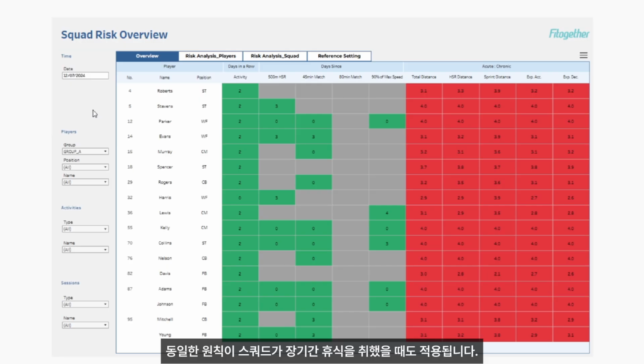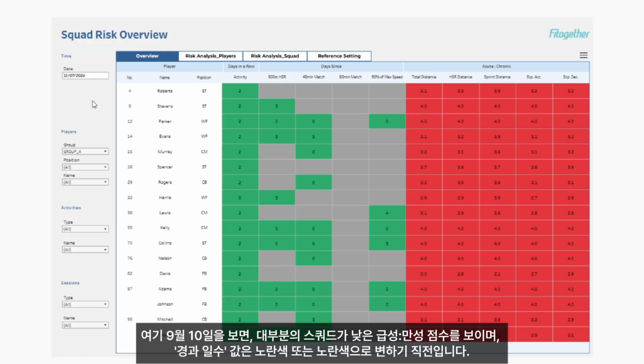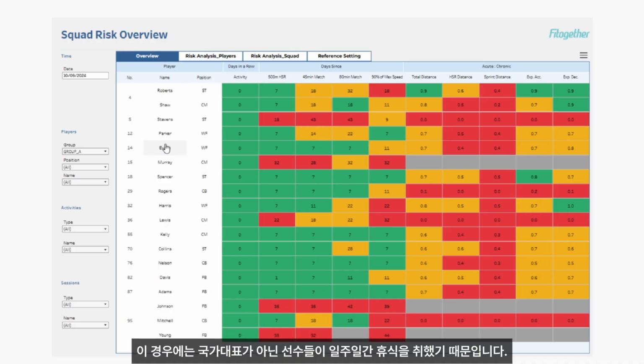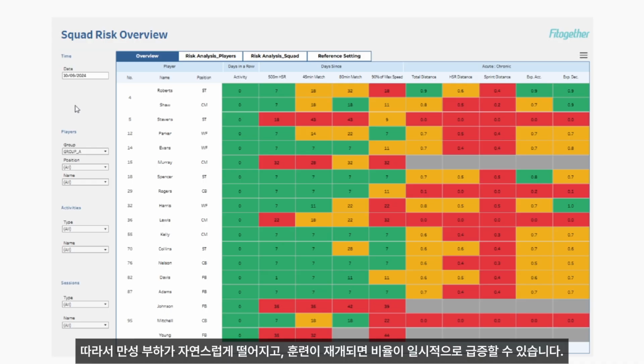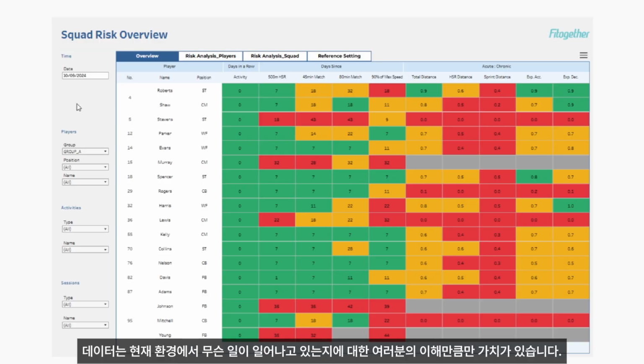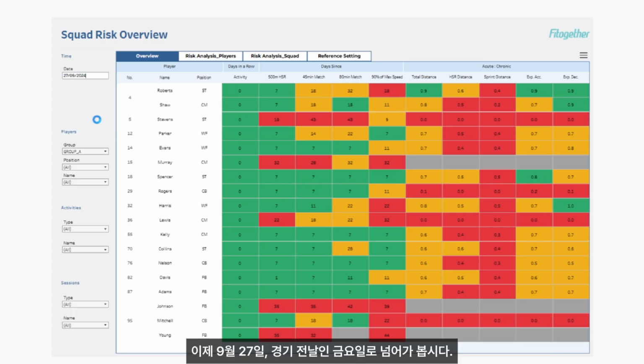The same principle applies when your squad has extended time off, for instance, during an international break where you have a planned break. If you look at the 10th of September here, most of the squad are showing low acute chronic scores, and their days since values are sitting in yellow or close to turning yellow. In this case, it's because the non-international players had a week off. So chronic load naturally drops, and once training resumes, you might see a temporary spike in their ratios. Again, context is everything. The data is only as valuable as your understanding of what's been happening in your environment. Now let's move forward to the 27th of September.